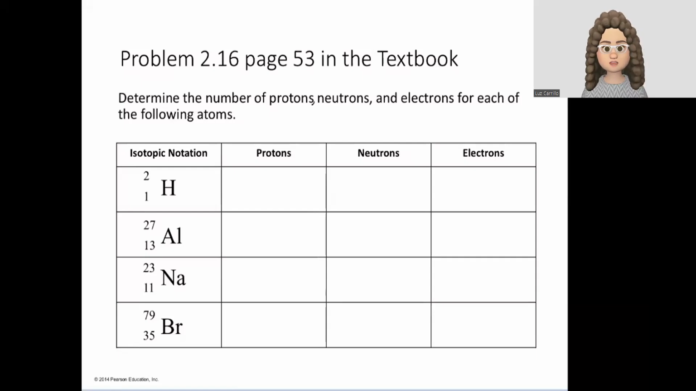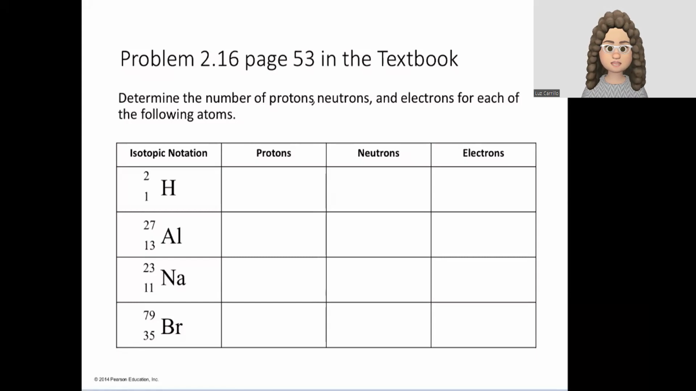In this video, we are going to continue talking about the concepts of Chapter 2. Now we're going to move on to talk about radioactivity and radioisotopes. But first, we are going to review the concept that we learned in the last video that has to do with isotopic notation. We're specifically going to look at problem 2.16 on page 53 in the textbook.